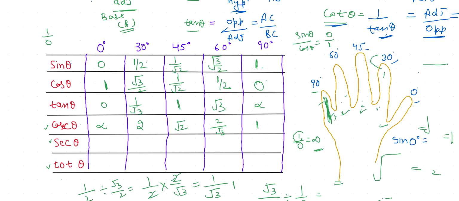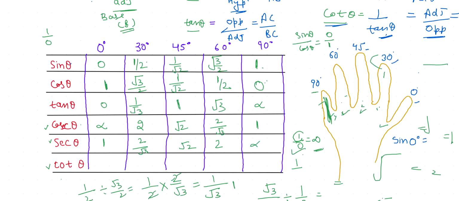Sec theta is just the reverse of cos theta. So for 0 degree, 1 by 1, that is 1. And for 30 degree, it's 2 by root 3. And for 45 degree, it's root 2. And for 60 degree, then it is 2. And for 90 degree, same, any number divided by 0, you will get infinity.